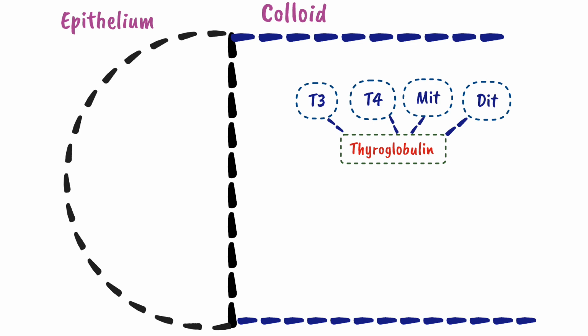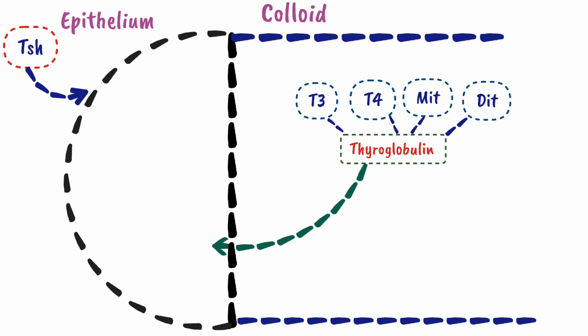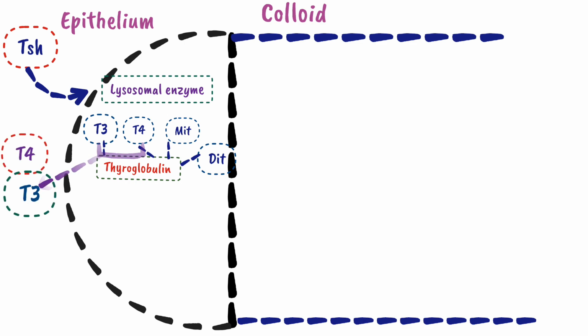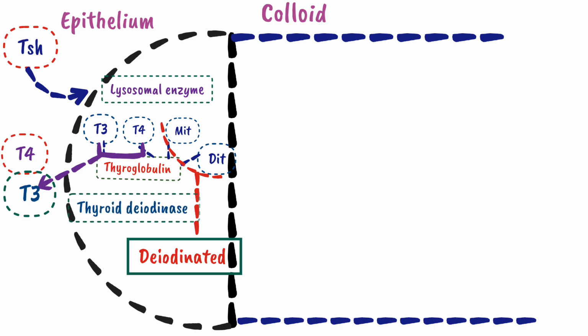Whenever there is a stimulation of the thyroid cell by the TSH, there will be endocytosis of the iodinated thyroglobulin back into the follicular cell, where this iodinated thyroglobulin will be digested by the lysosomal enzyme to produce T4 and T3. The T4 and T3 will go into the peripheral circulation, while the DIT and MIT will be deiodinated by the enzyme thyroid deiodinase, which will recycle the iodine.